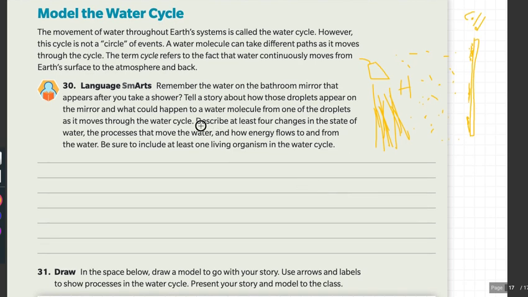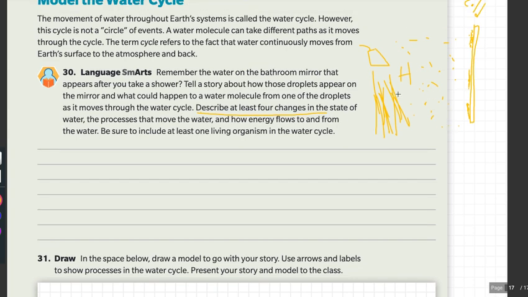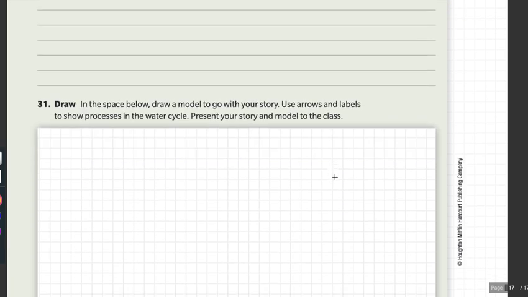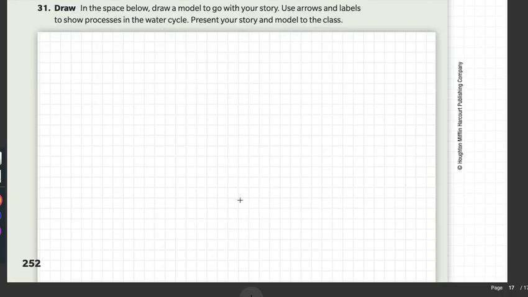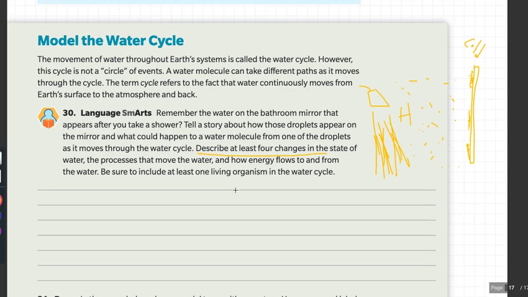Describe at least 4 changes. So you can come up with this example on your own because it is about different changes and how the water can move around. But this is how condensation kind of works, right? The molecules are touching something cold and they lose energy and they turn from a gas into a liquid. And finally, draw, and this is a model to go with your story. So that brings us to the end of lesson 4.